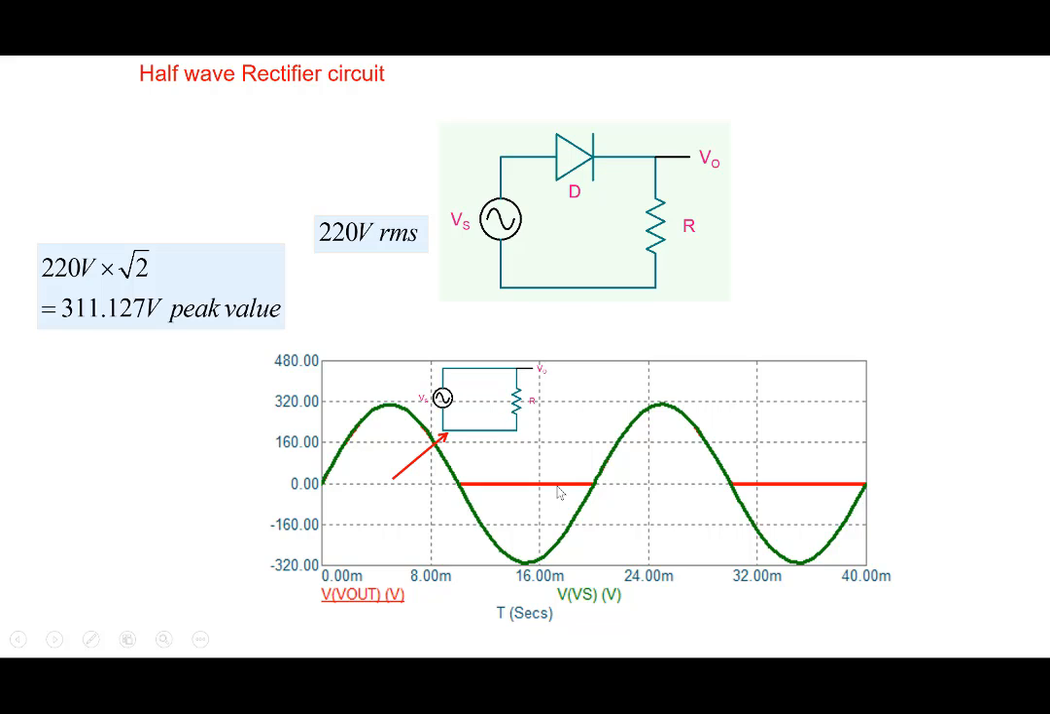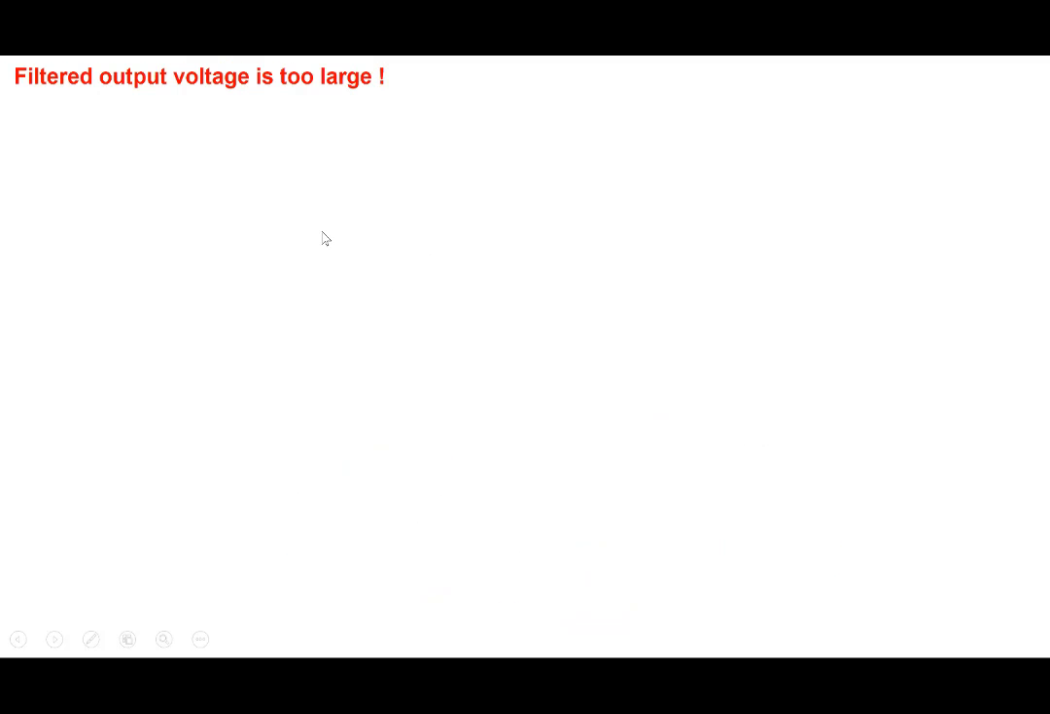And in the negative cycle, the diode is reverse biased, and therefore it's an open circuit. Of course, we are assuming that the breakdown voltage of the diode is much higher than the peak value of the voltage that you see here. And so what we get is this value here. This is an open circuit, and therefore there is no current, and V0 is equal to 0. So in red we see 0 here. So that's half wave rectification.